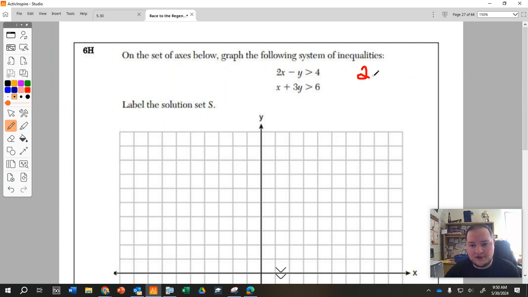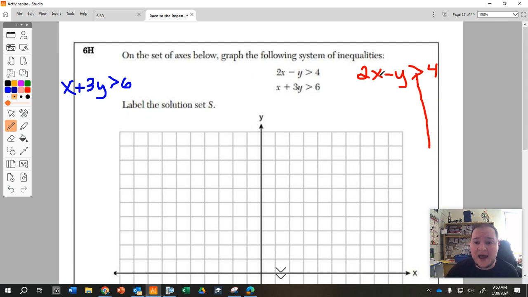So I'll write the first one right here. 2x minus y is greater than 4. We'll solve him. And then the other one, oh, I don't know. I'll write him over here. x plus 3y is greater than 6. So solve them one at a time for y. Let's do the red one first because I wrote it down first. So you can draw your line if you want, if it makes you feel better.